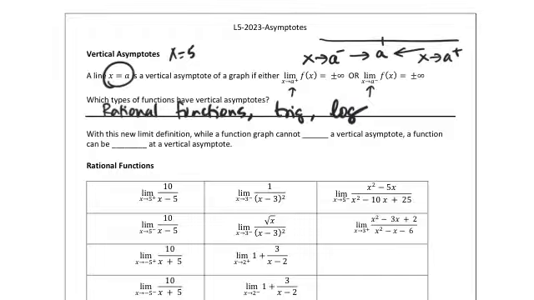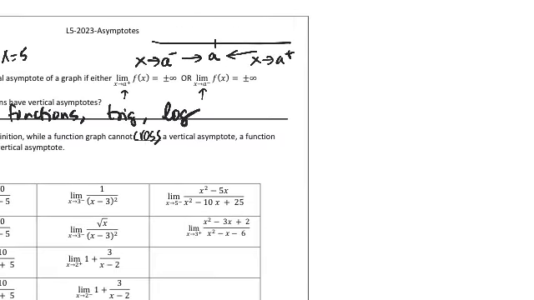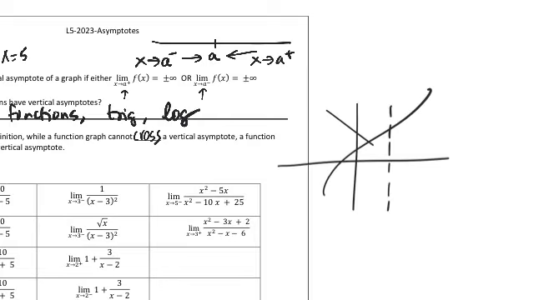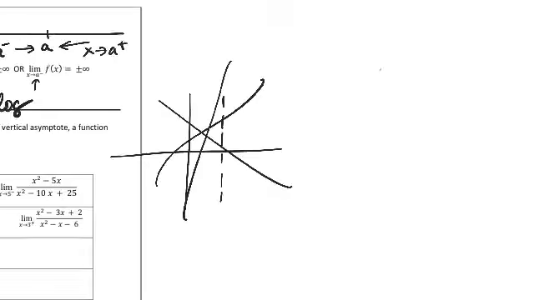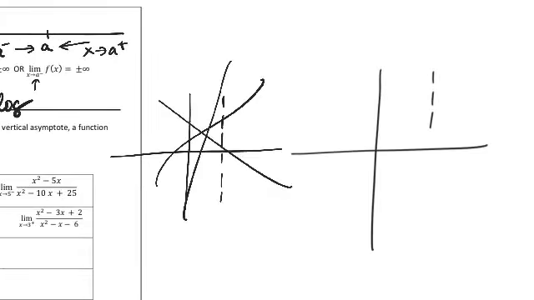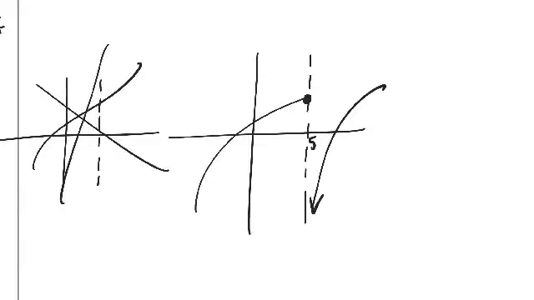With this new limit definition, while a function graph cannot cross a vertical asymptote, a function can be defined at a vertical asymptote. So what do I mean by that? I mean, if you have a vertical asymptote, the function cannot do that. You cannot cross, right? But you can do this. You can have a vertical asymptote here, and you can come in from one side and have actually a function value at the vertical asymptote x value, and then on the other side I might have it going to negative infinity or positive infinity, right?